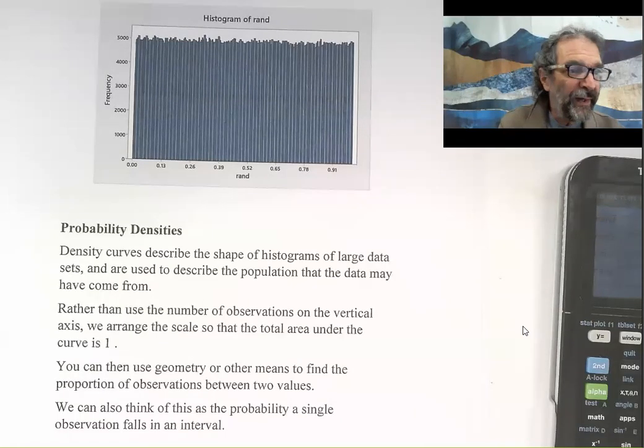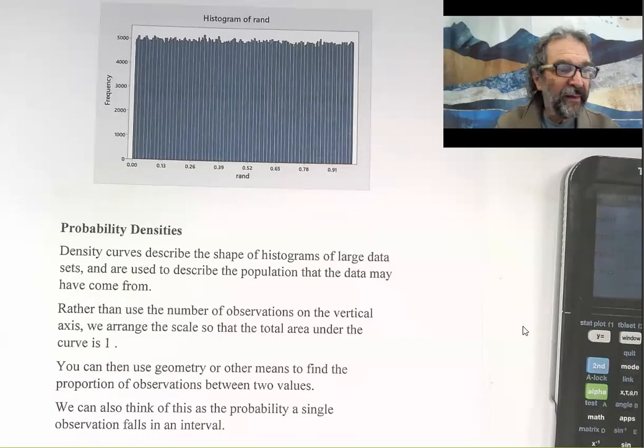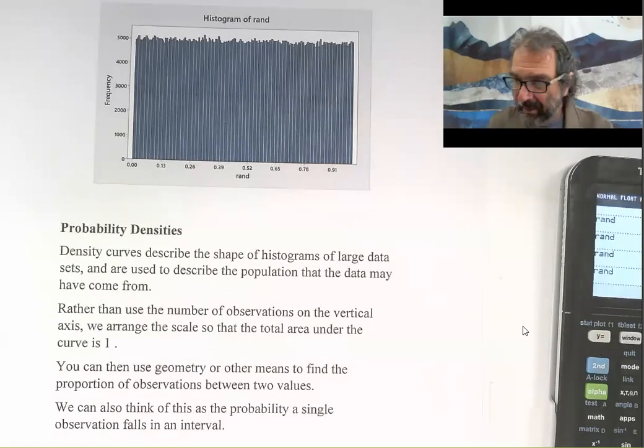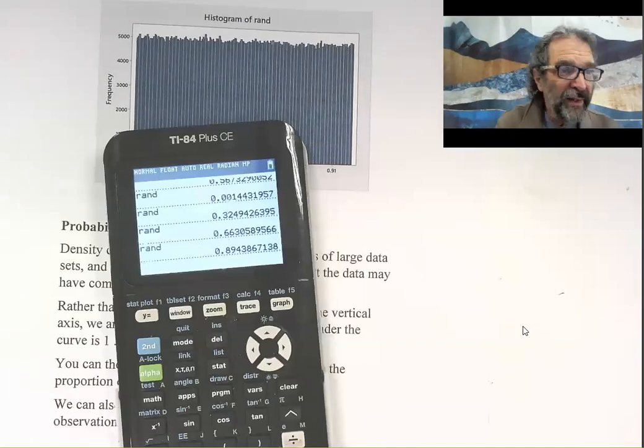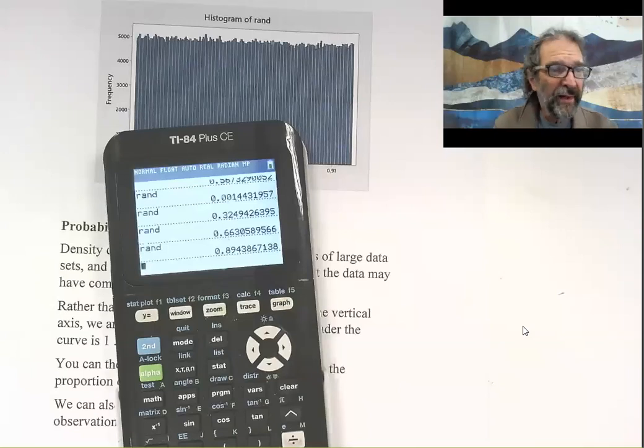And we can also think of this as the probability a single observation falls in an interval. So the density curve will let us compute probabilities, not of specific values, because in these situations where you're getting numbers like this, you don't see the same number twice. You would have to wait quite a long time. So we think the chance of seeing any particular number is tiny, really theoretically 0, but of course that would be with infinitely many decimal places. So it doesn't make a lot of sense to hunt for how likely a number is. We hunt for how likely it is for a number to fall in a range of values. And that's what the density curve tells us.